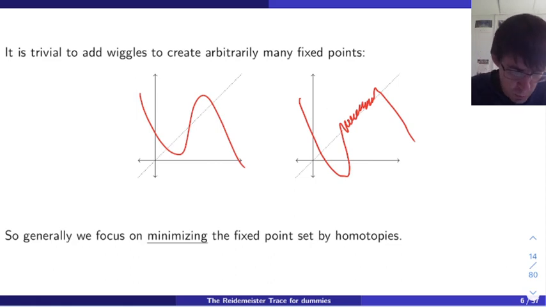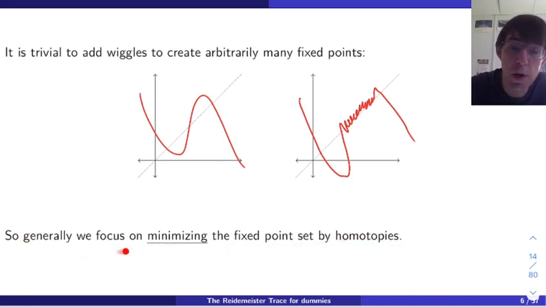In this way, I said we can add wiggles to create arbitrarily many fixed points. So the general question of how we can change the set of fixed points by changing the function: it's not interesting to ask whether we can make more fixed points. The answer is yes, you can always make more fixed points. This is a more interesting question though.